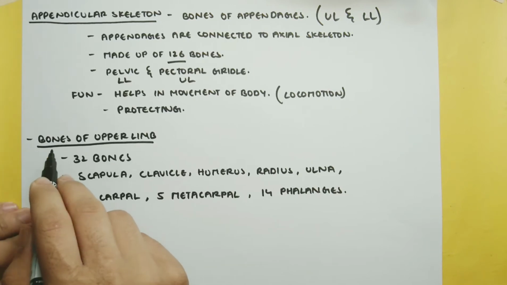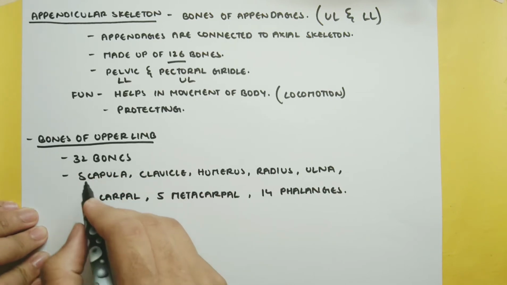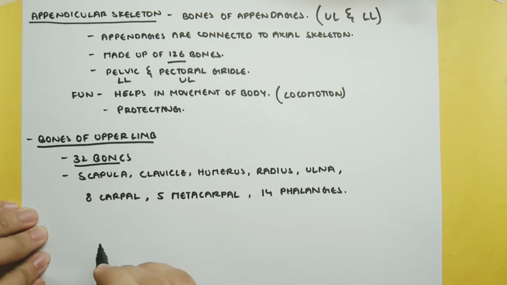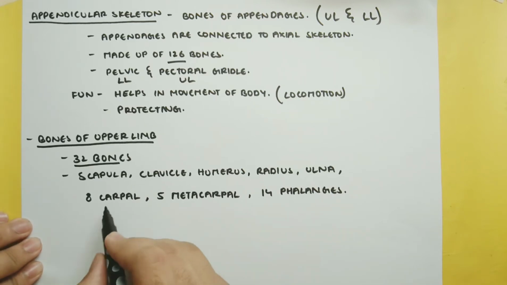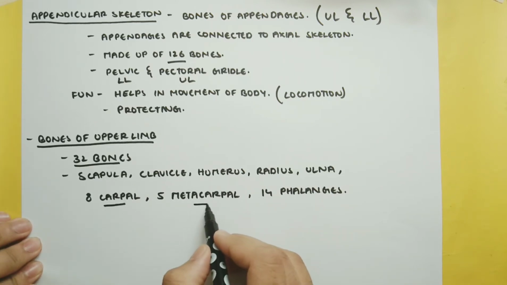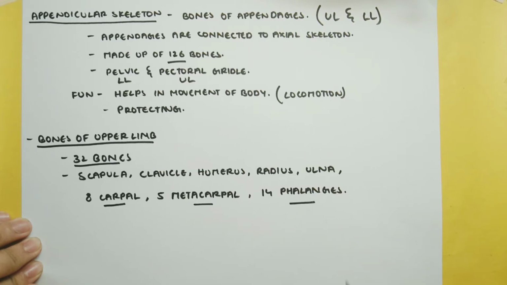Next topic is bones of upper limb. There are a total of 32 bones of the upper limb. Those are scapula, clavicle, humerus, radius, ulna, and 8 carpal bones, 5 metacarpal bones, and 14 phalanges.